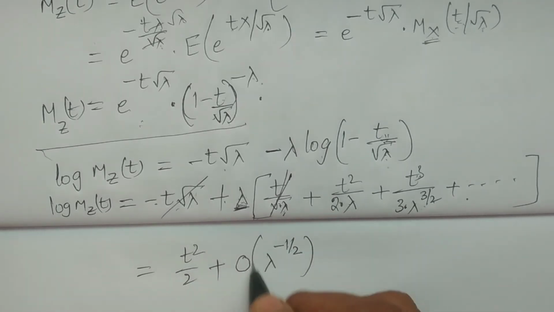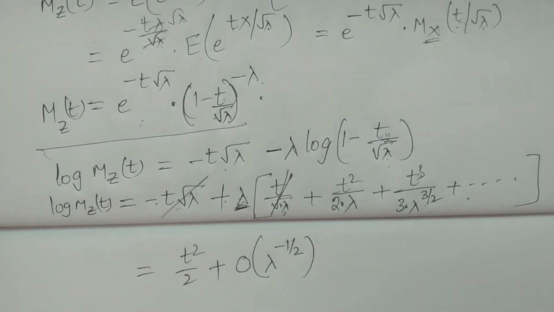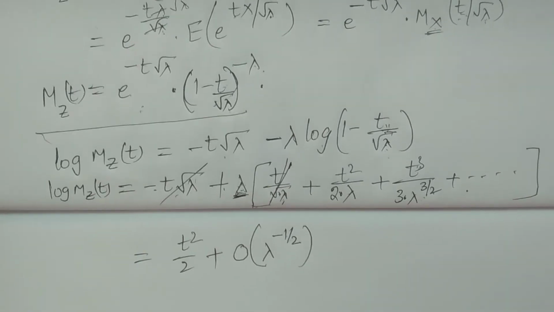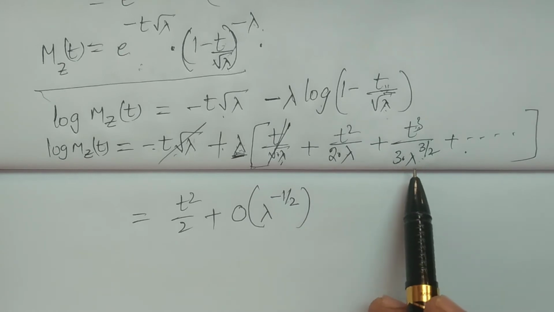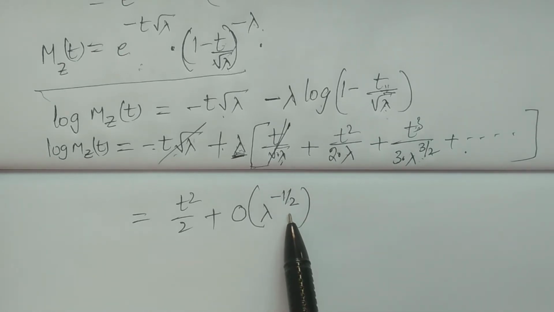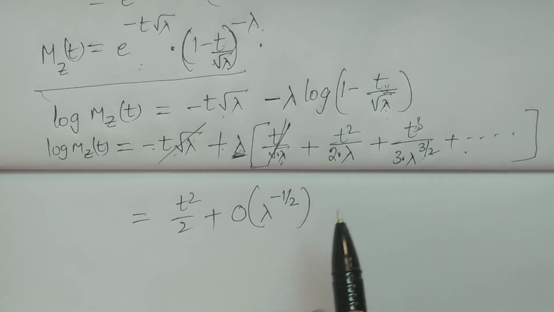What is this? This is nothing but the term of order lambda power minus 1 by 2. These are the terms containing powers of lambda that are 1 by 2 and more in the denominator. In the denominator lambda power 1 by 2, in the numerator lambda power minus 1 by 2. So the terms of order lambda power minus 1 by 2 are the terms containing powers of lambda that are 1 by 2 and more.